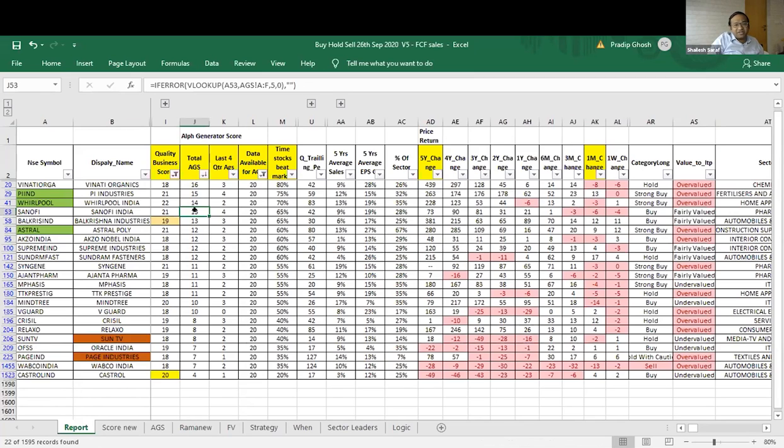Now, there is a company called Vinati Organics. The highest score is 16, but the QBS is 18. That means 80% of the time when the market goes up, Nifty goes up, Vinati Organics goes up historically. I'll be very careful when buying TTK Prestige or Mindtree, but I'll be more interested in buying PI, Whirlpool, Sanofi and Balkrishna Industries. The quality is all good, but with good quality, also see which is beating Nifty.